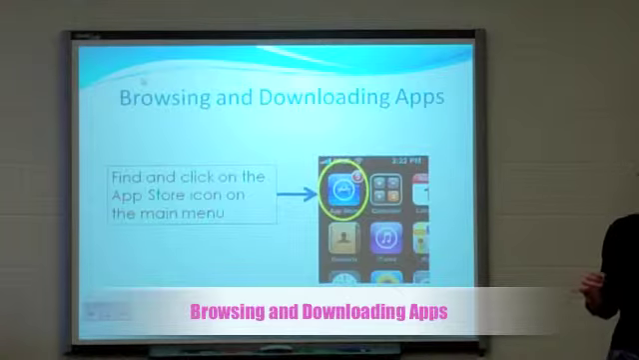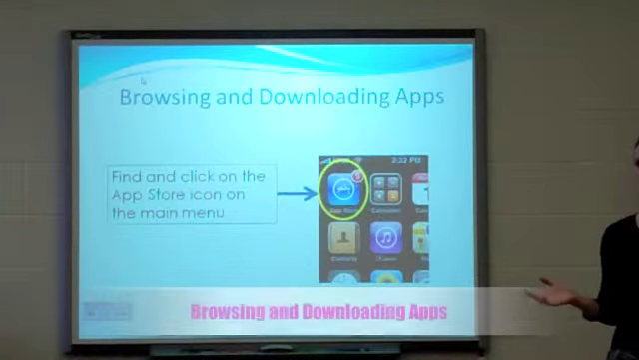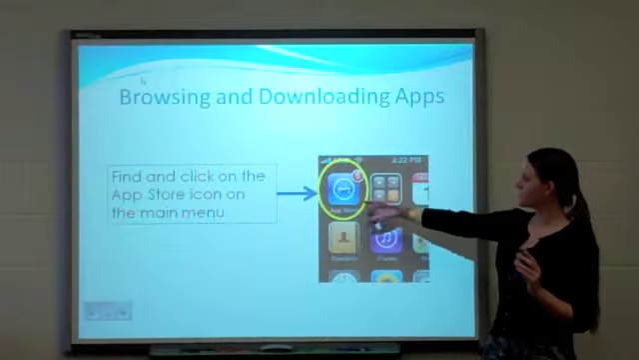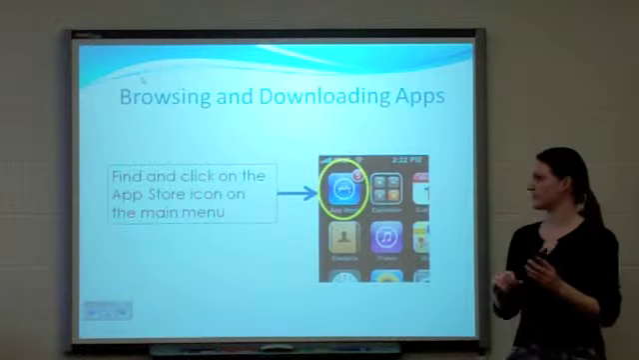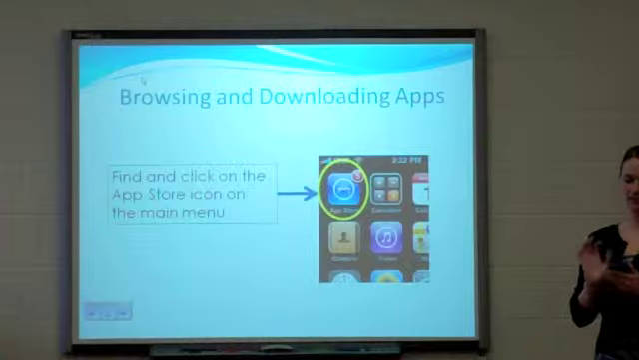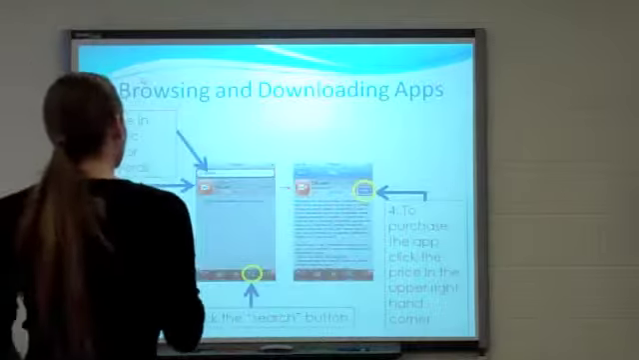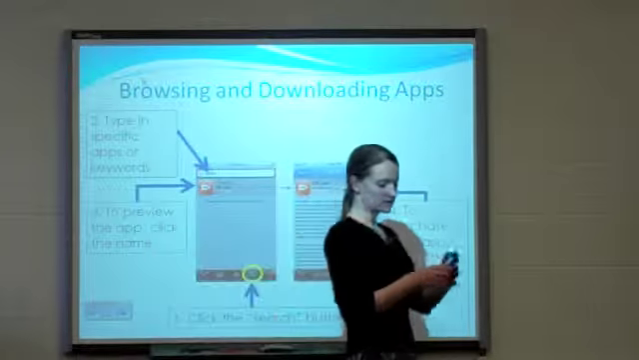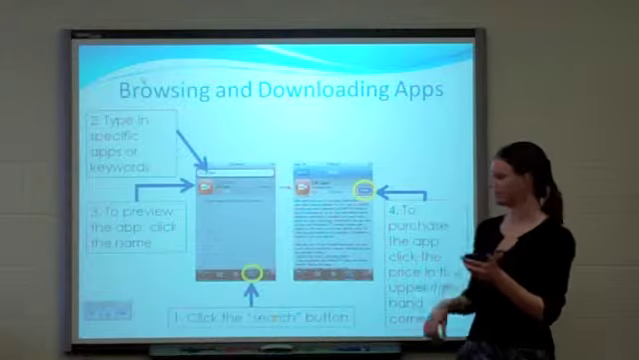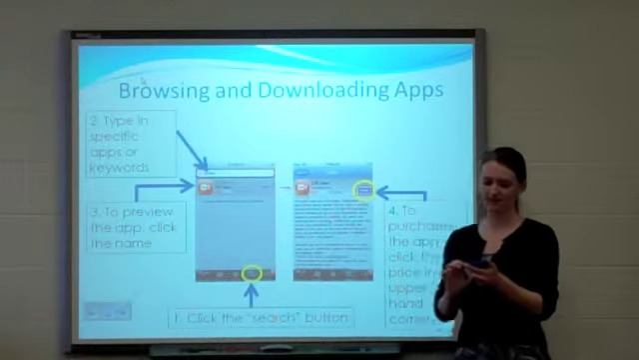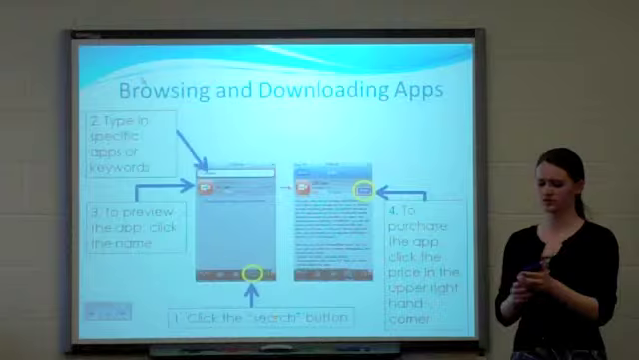Browse and download apps, which is going to be the main thing that we're going to be exploring today. You have to find the App Store icon on your main menu, which is an A with a circle around it. To search for an app, all you have to do is click on the search icon on the very bottom, which is a magnifying glass, and it will take you to the search screen.